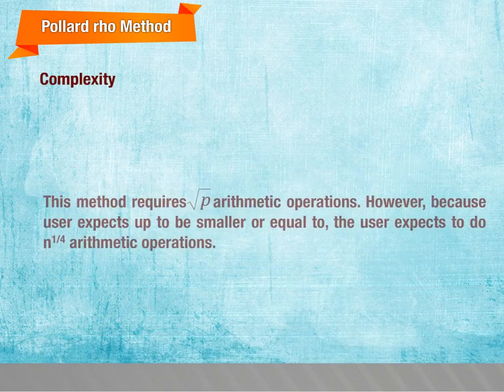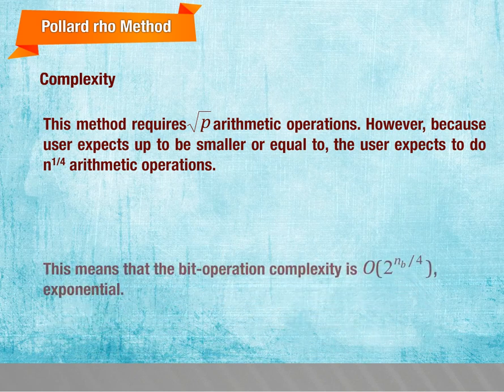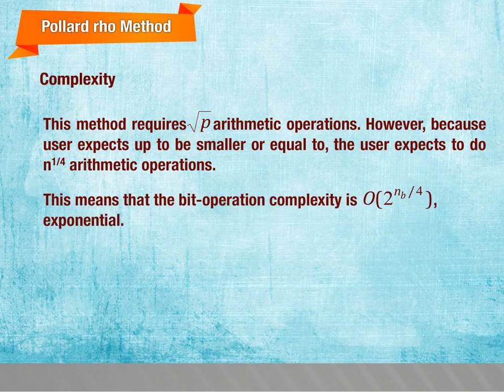Complexity. This method requires square root of p arithmetic operations. However, because the user expects p to be smaller than or equal to the square root of n, the user expects to do n power 1 by 4 arithmetic operations. This means that the bit operation complexity is of the order of 2 power nb by 4 exponential.